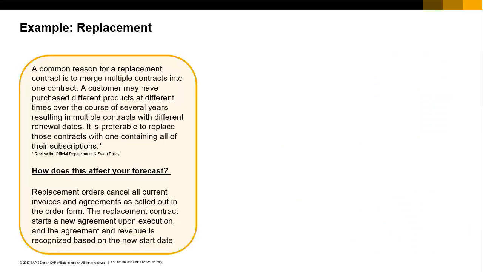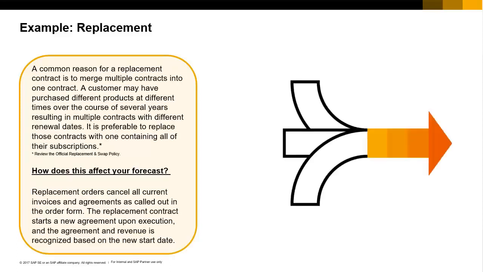The final example is for replacement. When would we typically use a replacement? A common reason for a replacement contract is to merge multiple contracts into one. A customer may have purchased different products at different times over the course of several years, resulting in multiple contracts with different renewal dates. It is preferable to replace those contracts with one containing all of their subscriptions.